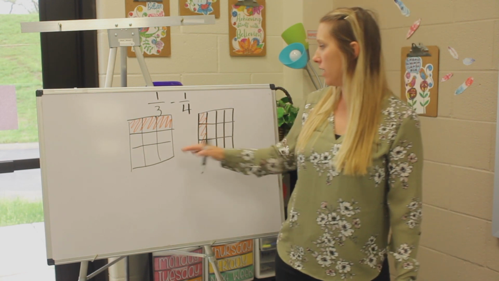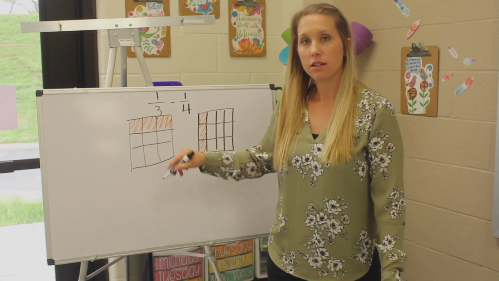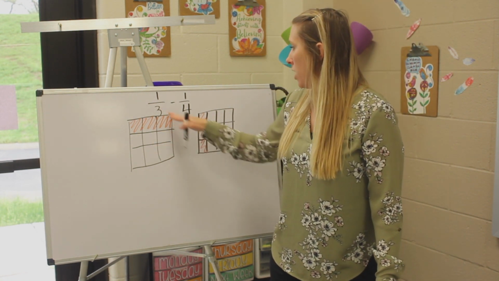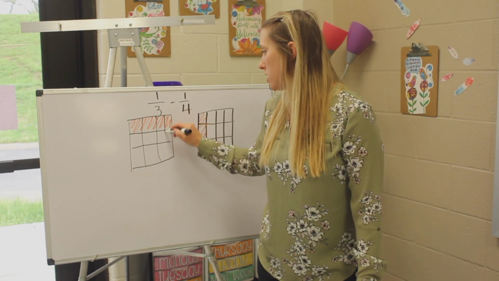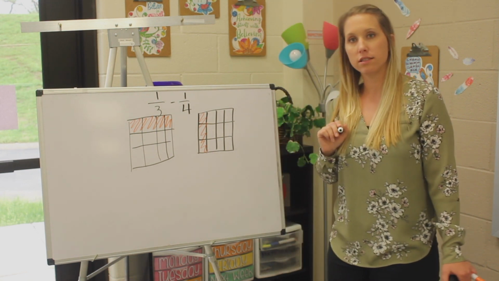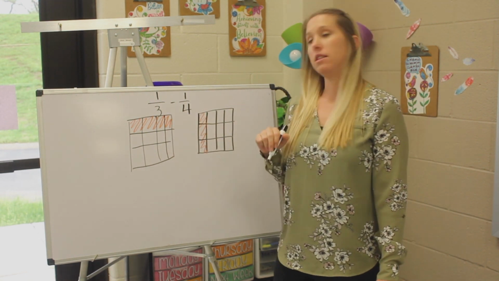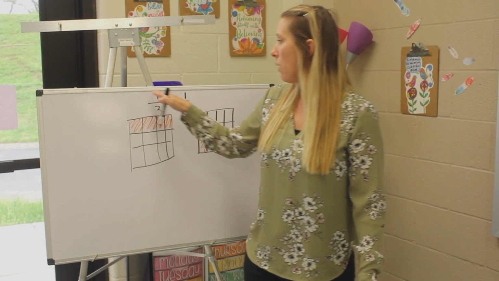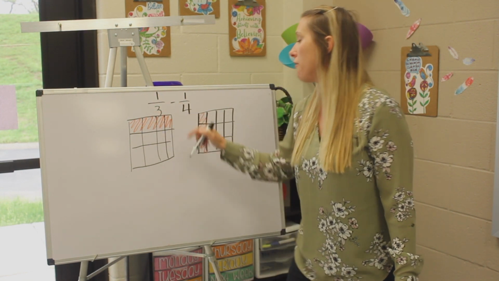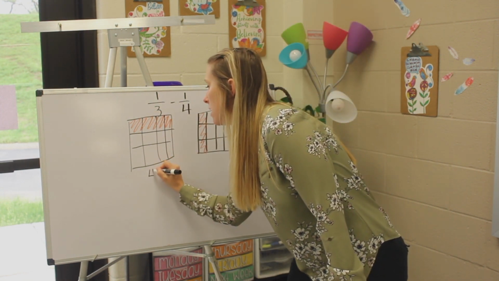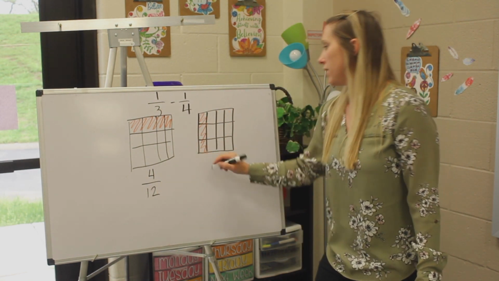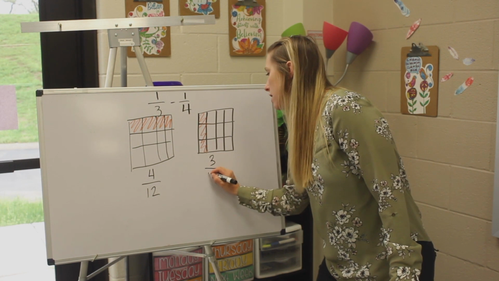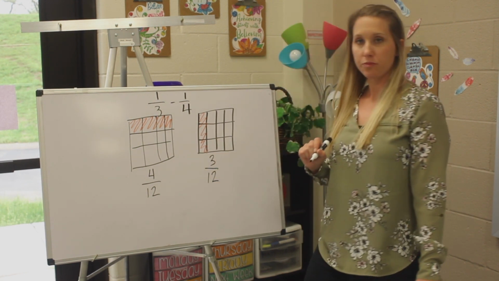I did something wrong here. Let's see, 1/3. Oh, I partitioned it 3 times when I needed to partition it 4. I apologize. So now they are in 12ths. So 1/3 would be 1, 2, 3, 4 out of 12.